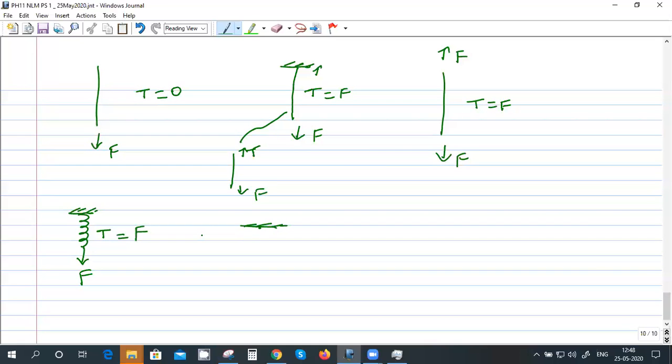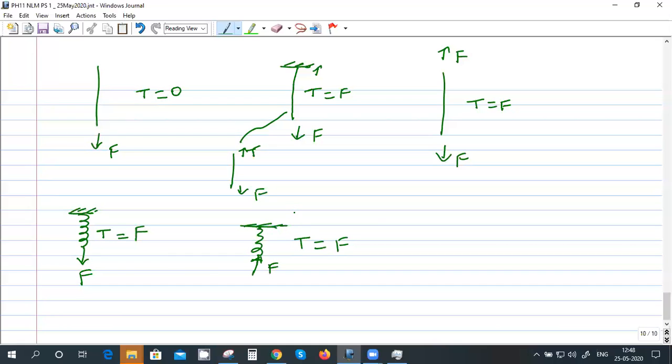Okay, one more thing. Same thing, a spring. Now I'm pushing with the force F. So what is the tension now? 2F. Bhavya? Sir, 2F. No, tension is F only. The only thing is here the spring is getting stretched and here it is getting compressed.